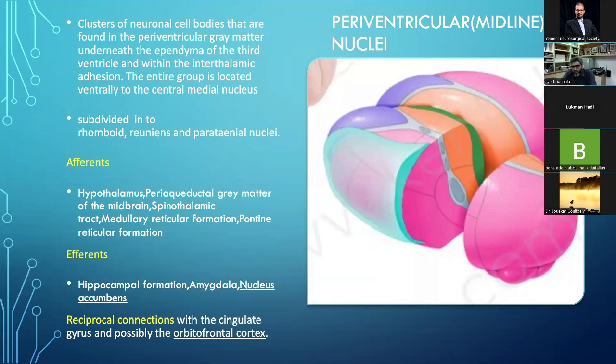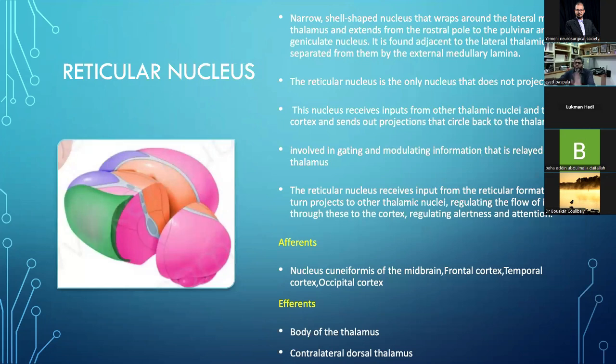And these nuclei have afferents from the hypothalamus, periaqueductal gray matter, and spinothalamic tract, and the medullary reticular formation, and the pontine reticular formation. And efferents from these paraventricular nuclei will be going to the hippocampal formation, amygdala, and the nucleus accumbens. And there are reciprocal connections with the orbitofrontal cortex to the periventricular midline nuclei of the thalamus. And these periventricular nuclei are lined with ependyma towards the third ventricular surface.